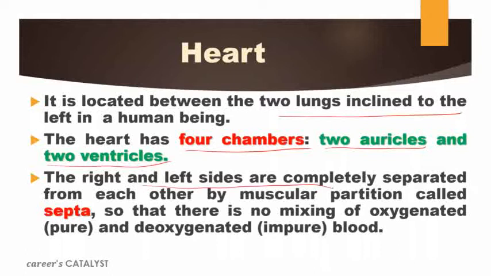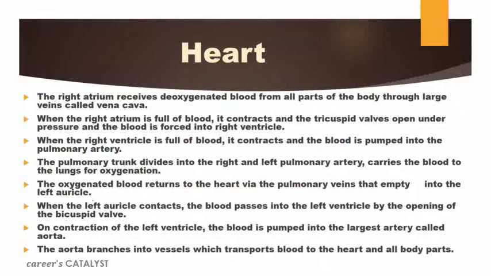The right and left sides of our human heart are completely separated by a muscular partition that is named what? Septum. This septum assures that there is no mixing of oxygenated and deoxygenated blood. Sometimes oxygenated blood is called pure blood, and deoxygenated blood is called impure blood. This is for your notes.